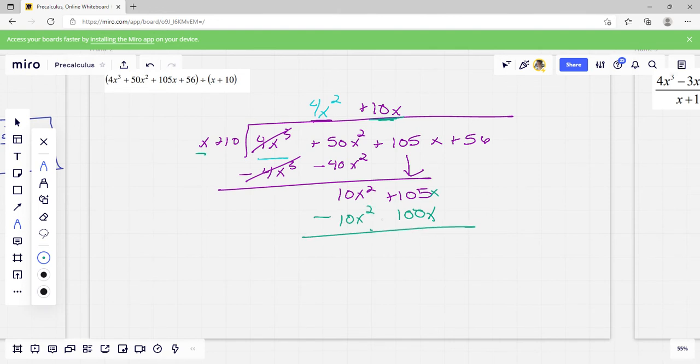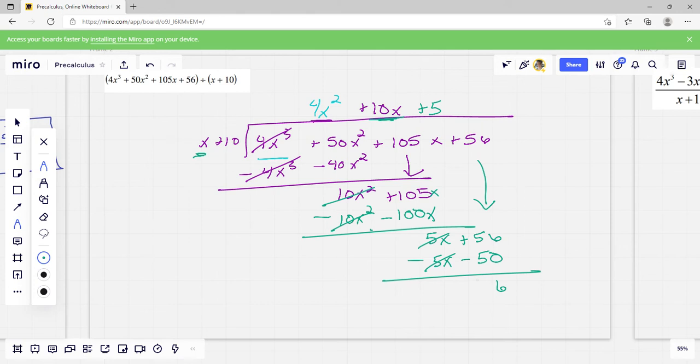Change both my signs. These cancel. 105x minus 100x would be 5x. Bring down my 56. How many times do I have to multiply x to get to 5x? I'm going to do positive 5. 5 times 10 would be 50. 5 times x would be 5x. Change both my signs. These cancel. 56 minus 50 would be 6.